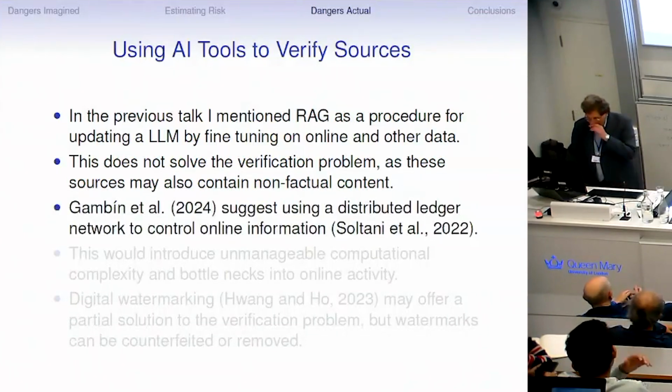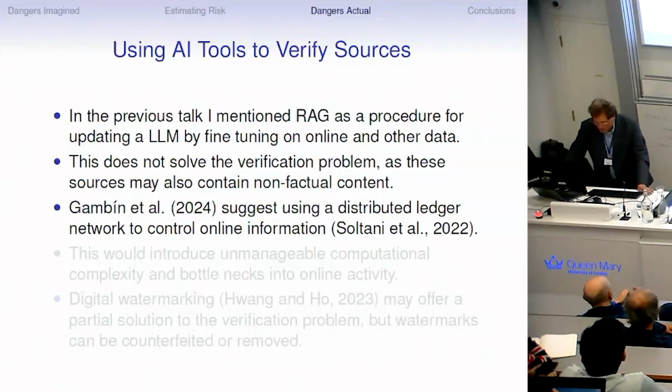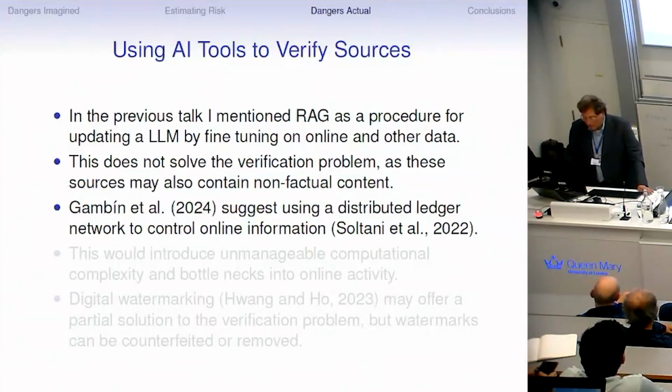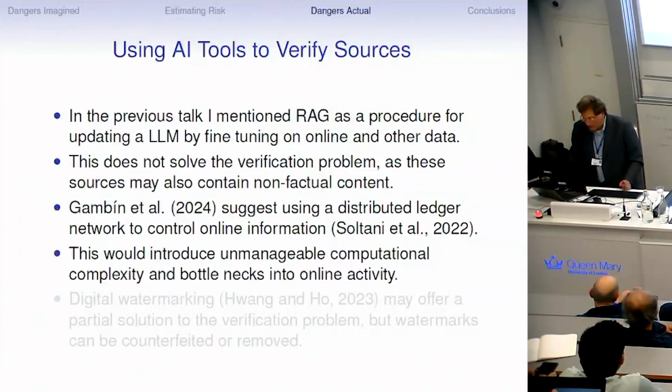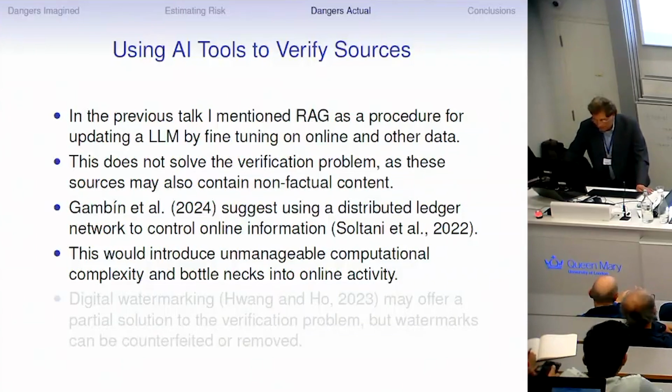Gambin et al., in a paper, suggest that we use distributed ledgers. These are the block ledger systems that are used for cryptocurrency as hyper secure for verification. This is a completely impractical idea. It would introduce a level of computational complexity and bottlenecks in online activity which would make them unworkable. And it would also greatly aggravate the environmental problems because of what's involved in running these kinds of blockchain systems. So that seems to me to be a non-starter.